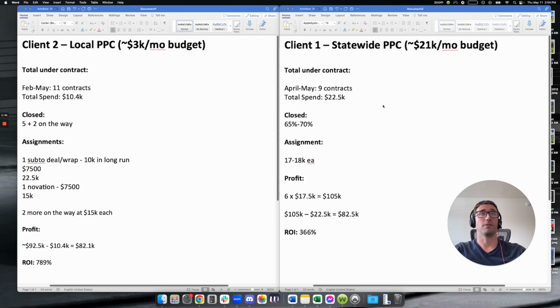The other campaign on this side is a statewide campaign in a little bit more competitive state. This is out of Florida. They are doing this just for April and May. So this is just a couple months. We're not even all the way through May yet. So they have nine contracts. They have spent a total of 22.5 thousand.